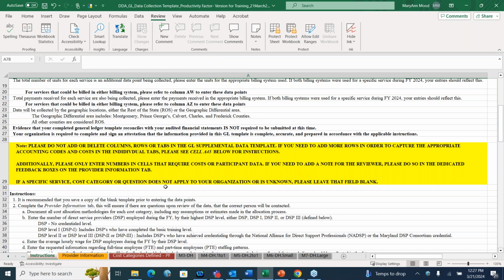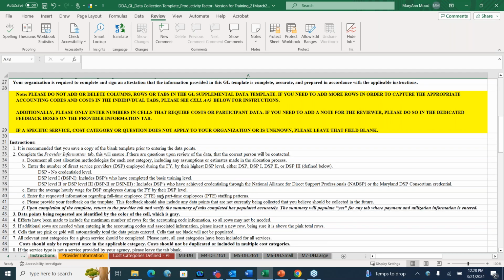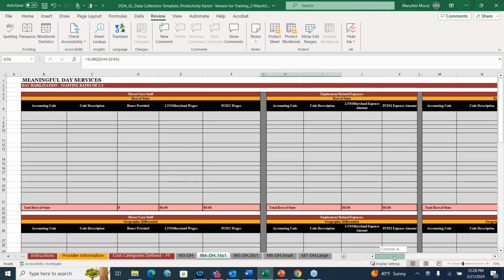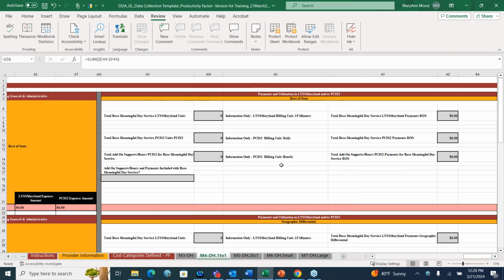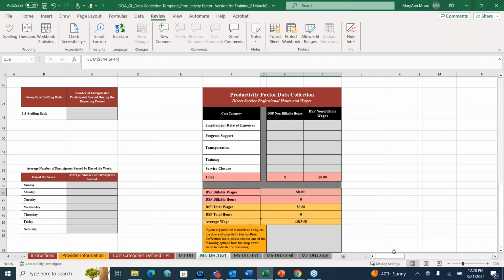Other information that's being requested is the total units and total payments for the services provided, and then the number of unduplicated participants that were served during the reporting period. So this is, again, all of the information that's up at the top. If you scroll all the way over, this is where you would be entering in the units and the payments for the services. Down at the bottom is, again, the productivity factor data collection table that needs to be filled out. And then over to the left is the number of unduplicated participants served during the reporting period. And then is the average number of participants served by the day of the week.